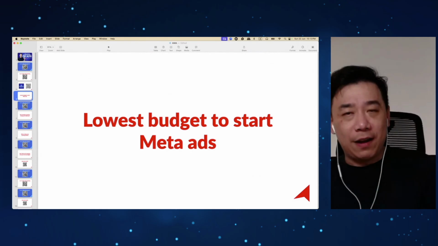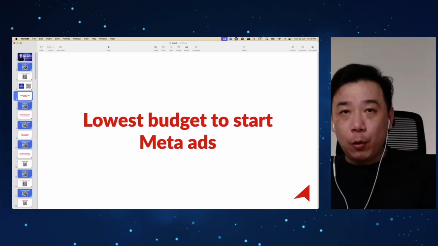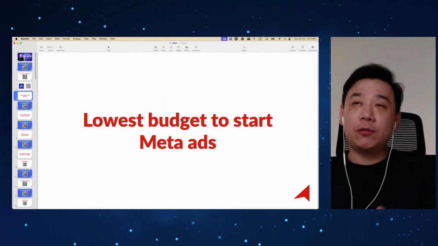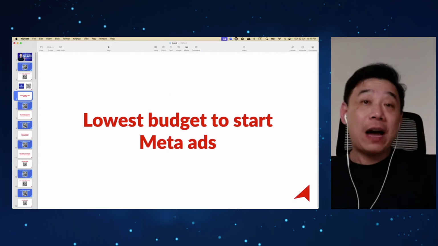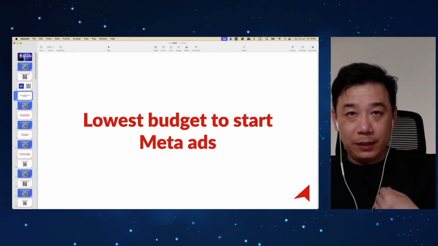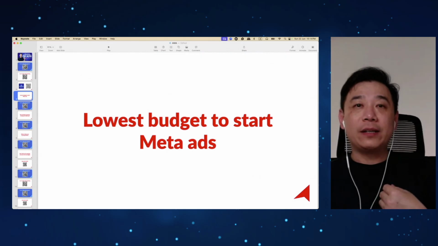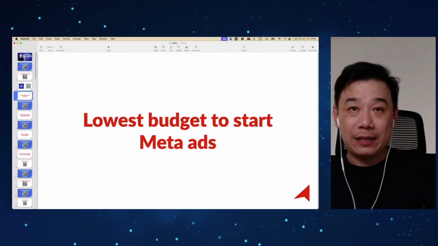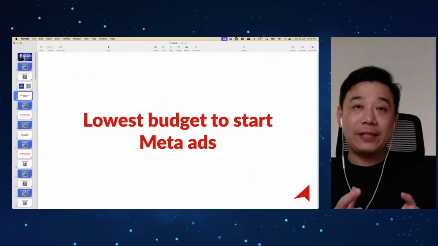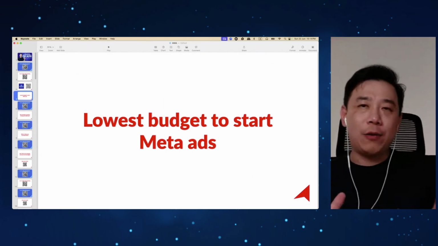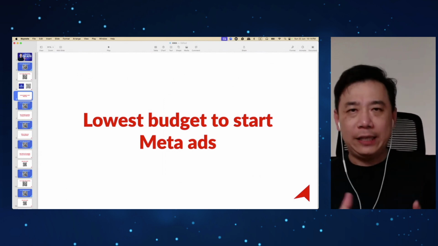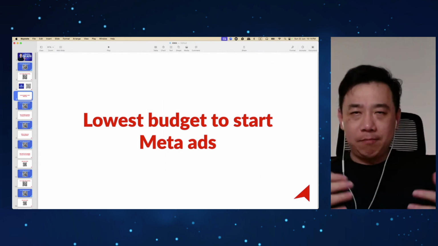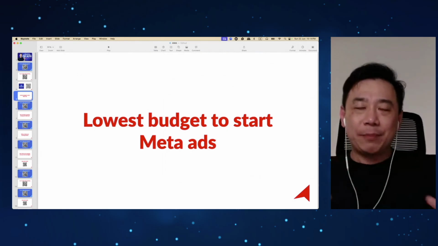So low budget is fine. But when you have a lower budget, I would recommend that you don't complicate the campaign structure. If you start with $5 or $10 a day, in my opinion, you should consider having a single ad set campaign, as in one campaign, one ad set. Do not try to figure out detailed targeting, interest targeting or whatever, because that may actually mess up the campaign structure.